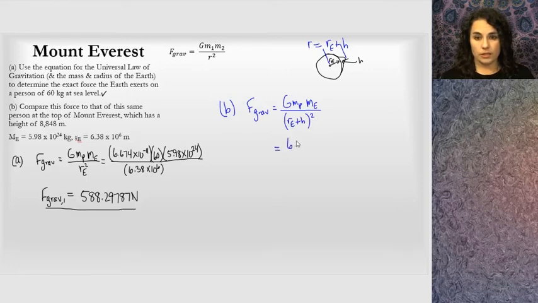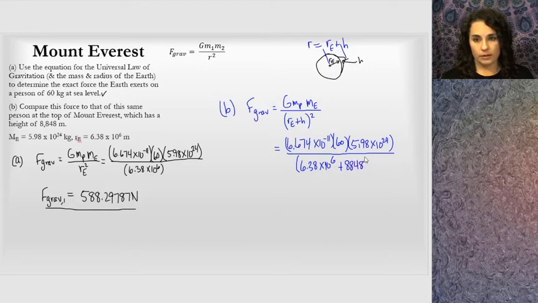And I can plug this stuff in, 6.674 times 10 to the negative 11th times the mass of the person, 60, times the mass of the Earth, 5.98, times 10 to the 24th. And then down here, we're going to put the radius of the Earth, 6.38 times 10 to the 6th. And then I'm going to add on this 8,848 meters. We'll square that. Run that through your calculator.